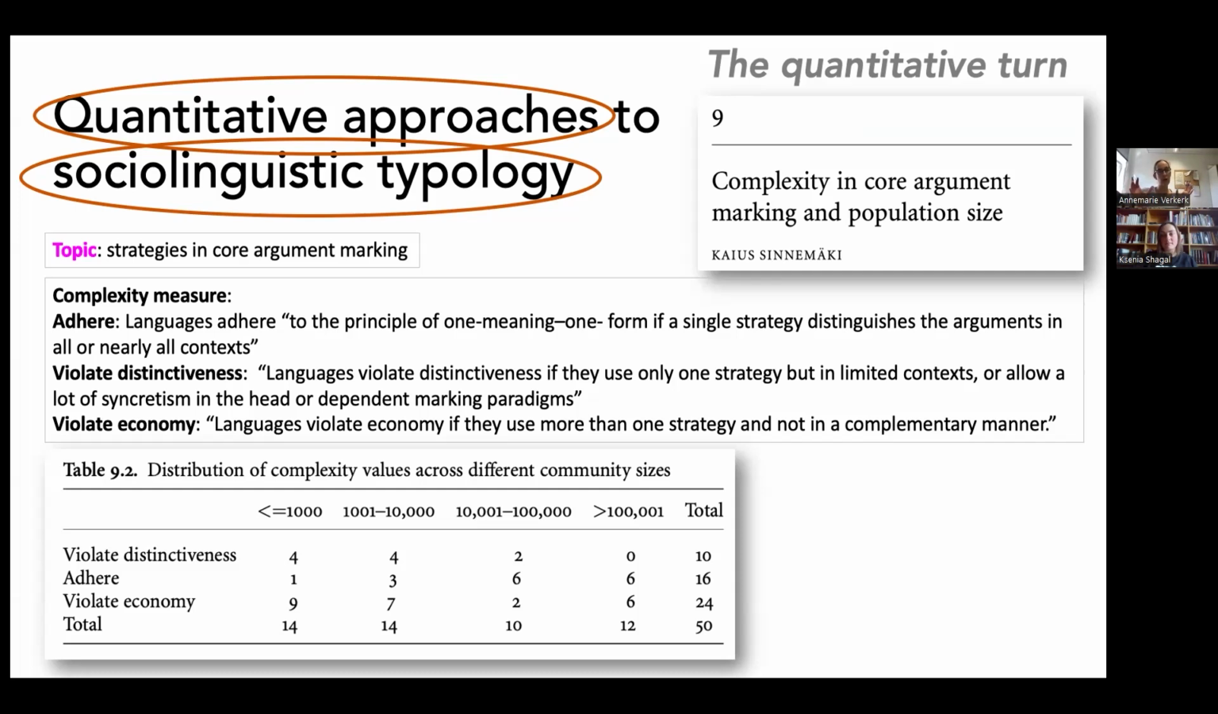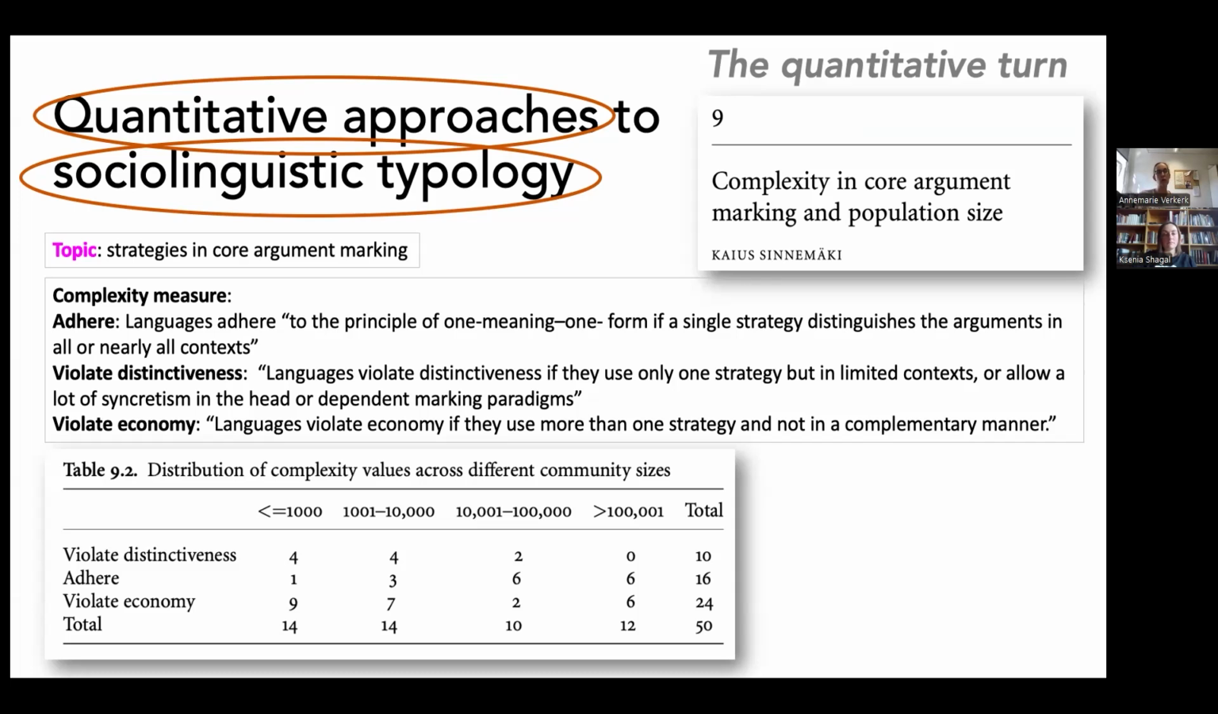So there are basically languages that adhere to the principle of one meaning, one form. That means that a single strategy distinguishes the arguments in all or nearly all contexts. So if you have a straightforward case marking system where the case markers have simple forms and they are marked in all contexts, then you're good, right? And you adhere to the principle of one meaning, one form. Then these languages are simplex, in a way.